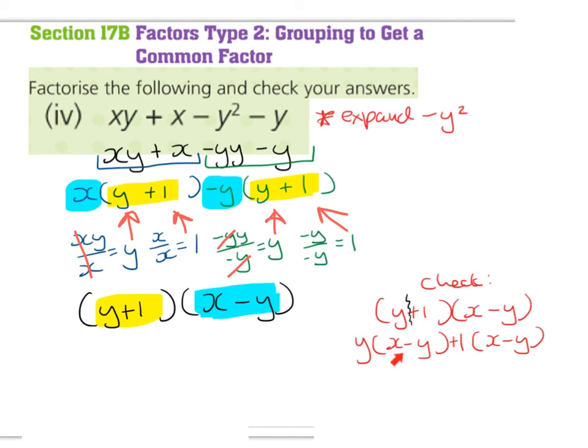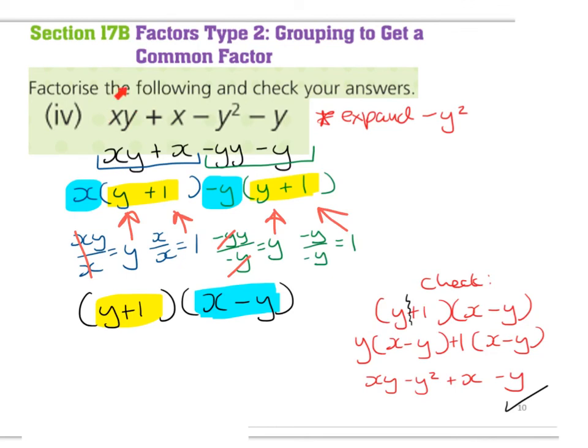Y times x, a letter times a letter, we stick them together, so we get xy. And then y times minus y, well, a plus times a minus is a minus, and y times y is y squared, so we get minus y squared. Then 1 times x, a number times a letter, we stick them together, we get 1x, which is just x. And then 1 times minus y, a number times a letter, we stick them together, so we get minus 1y, which is the same thing as minus y.